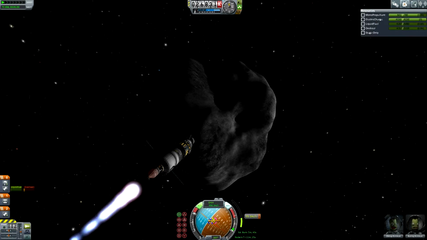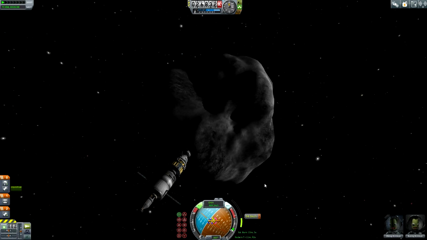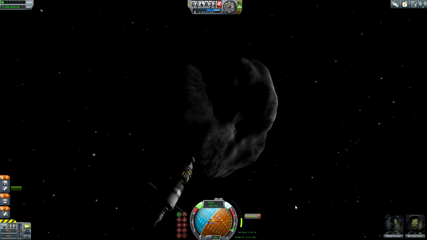And well, look at the monopropellant. I used also more than 100 units of monopropellant to keep this thing stable. And okay, that's all. We are down to 54.2 meters per second of delta V. And yeah, that's all, and this is really disappointing.